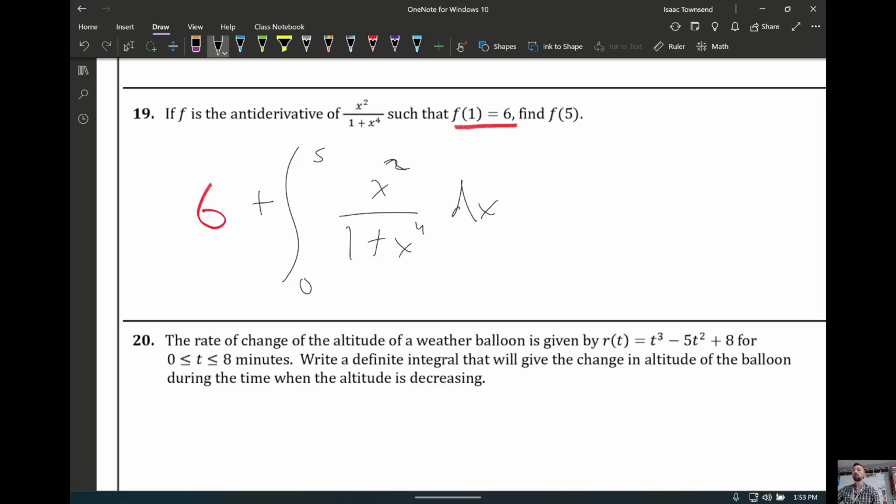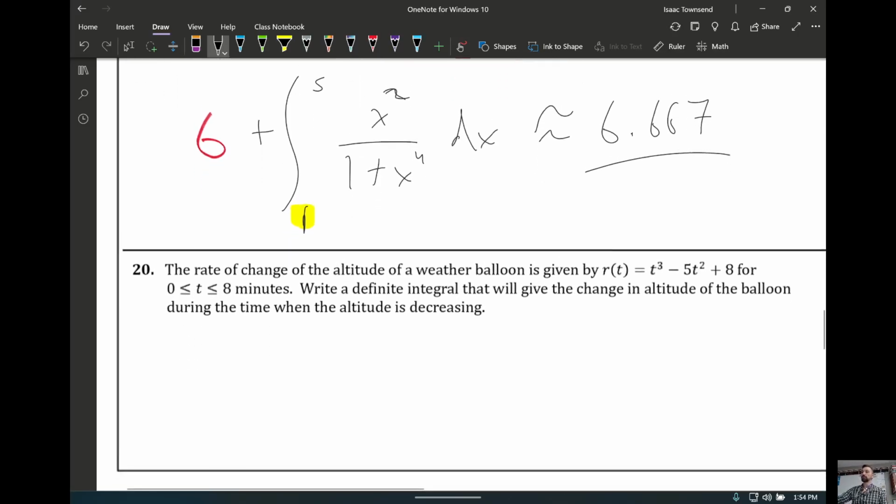Oh, it's 1 to 5. Why is it not 0 to 5 like the last 2? Because we only have the value at 1. Right. I don't care how it's changing from 0 to 5. I care how it's changing from 1 to 5. I know how big it is at 1, so I just need to know how much more it's changing from 1 to 5. So sometimes it's not 0. You've got to be careful there. And this comes out to be about 6 2/3. So initial value plus integration keeps up with how it changes. Just make sure you're putting thought into those integration values.